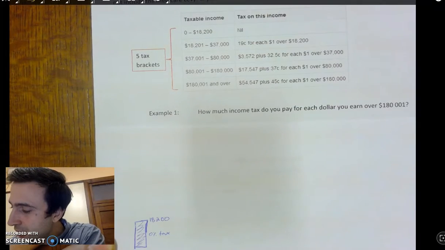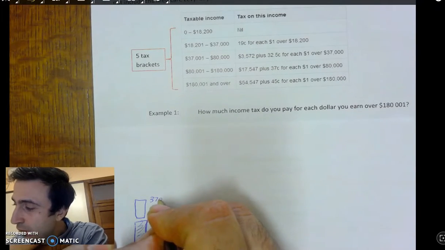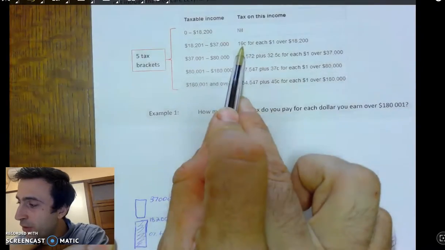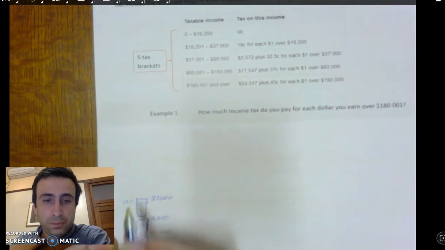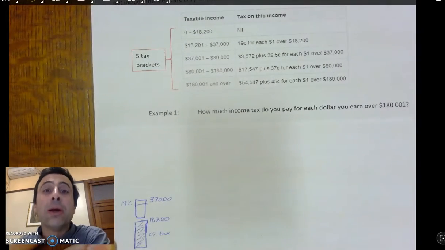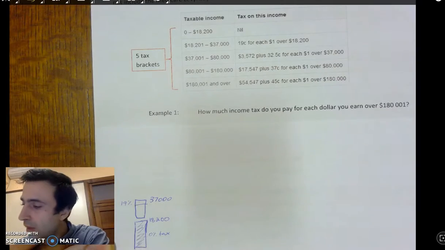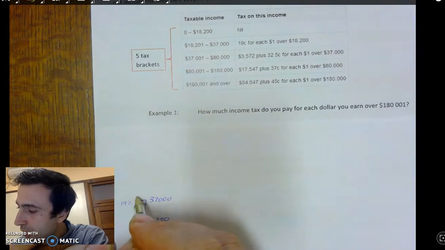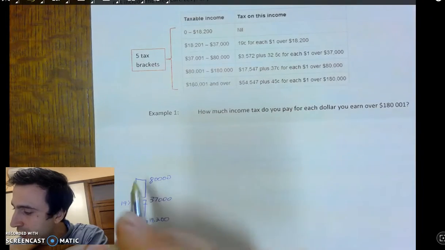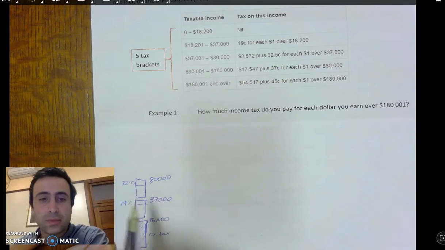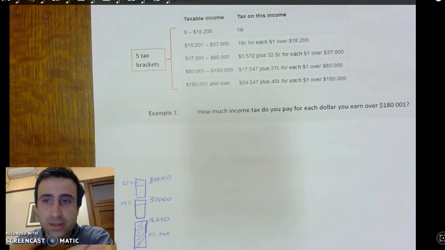But from $18,000 to $37,000, you get 19 cents taken for every dollar over 18,000. So basically, 19%. Oh, losing focus, Luke, and we're back. The 19% of that gets taken off you. And then from $37,000 to $80,000, we see that 32.5% of that gets taken out. And we see that it's incremental. The more you earn, the greater the percentage of that chunk.